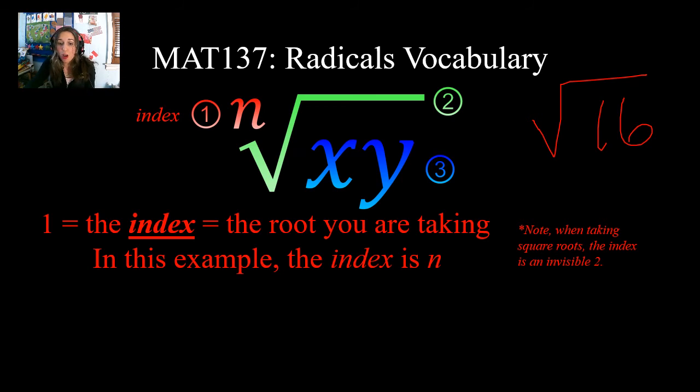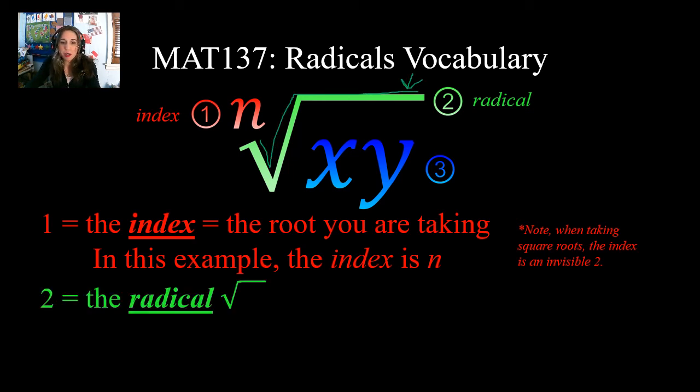If you saw this written on your paper in your book, you would just think, oh, okay, square root of 16. But it's worth noting that there is an invisible 2 there. The index of that radical is 2. Okay. The next thing we're going to talk about is the radical, and that's literally just this symbol. So when you hear radical, that's literally just the symbol we're talking about. It's just this right here. The radical.